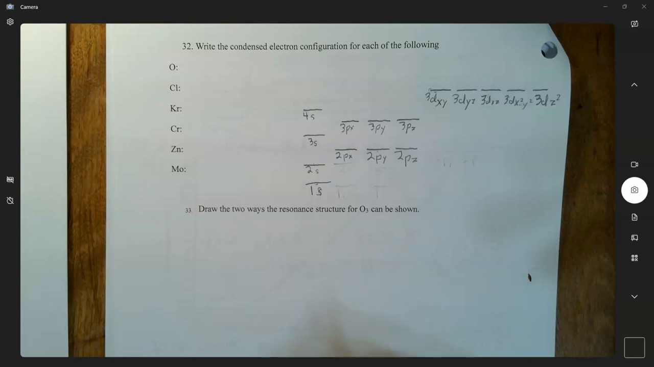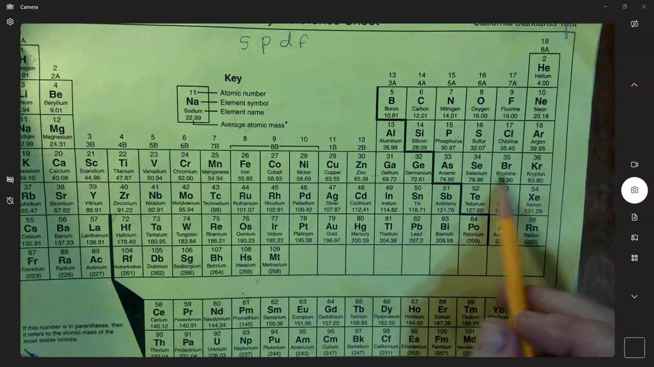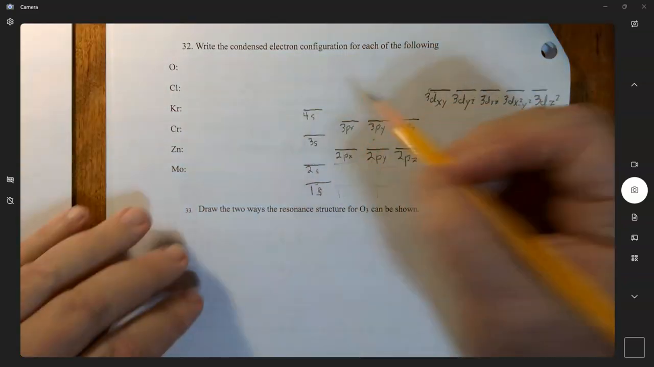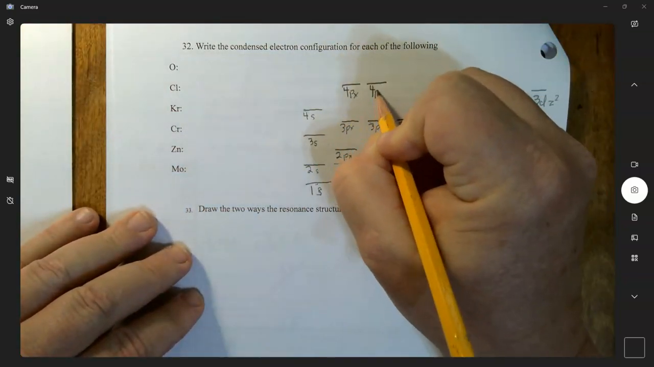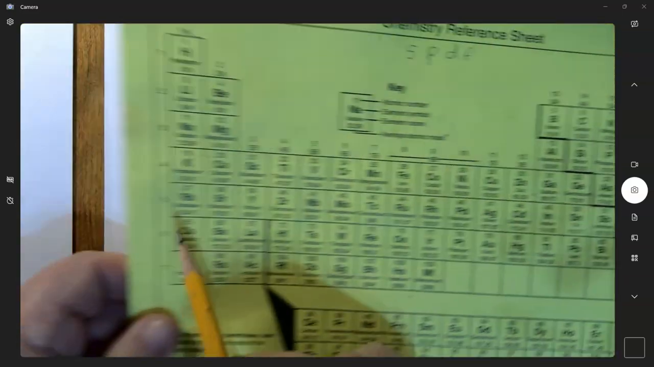Okay, so now we're at the end of the D here. We're right here, zinc. And now we're ready for the 4p. So we're going to come back here to the p level here. Okay, so that puts us here. Now we're ready for the 5th row.